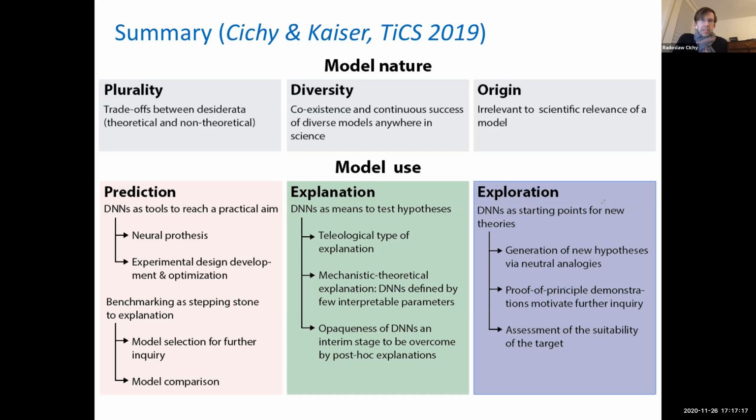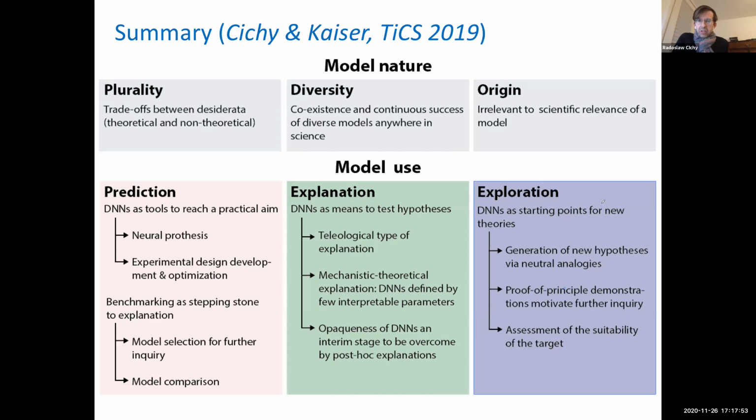In the third part, I've talked about explanation, how these things can actually provide explanations in 3 different types of ways. Either you could say they provide a different type of explanation, teleological explanations, or you could say it provides exactly the same type of mechanistic mathematical explanations, but on a different level with different parameters. And finally, that they might be opaque, but they have very high potential for post-hoc explanations just by being nice to investigate.